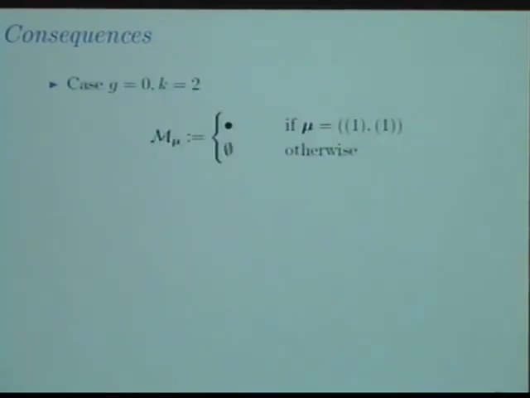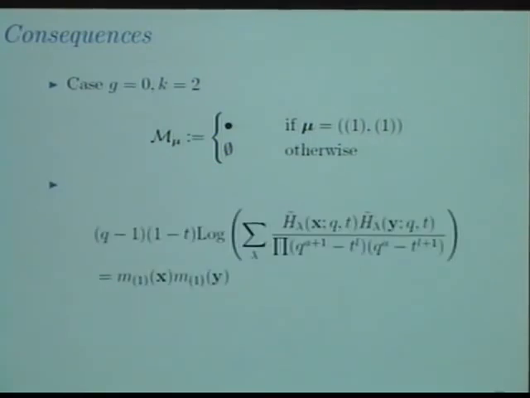So let's look at some examples. Some of the conclusions of this conjecture are completely combinatorial. So for example, if you take genus 0 and k equal to 2, then it's a very simple matter to see what you're trying to calculate. The variety itself is a very simple thing. You find that the variety is a point if the partitions are just 1 and 1, and is empty otherwise. You just can't get anything generic for other cases of the partitions.